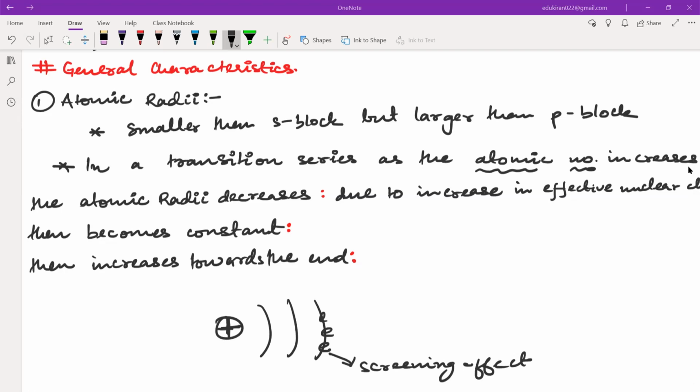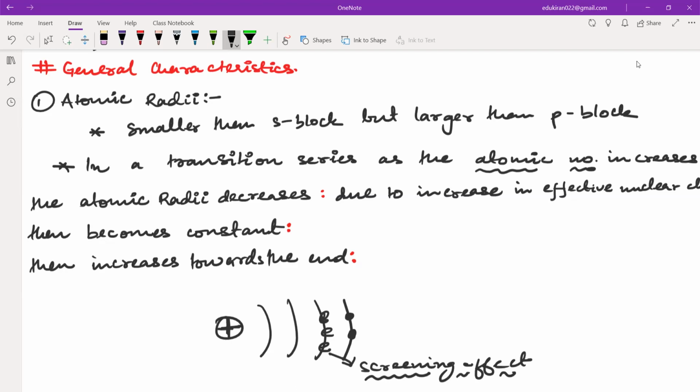Increase. Attraction will increase. Now, since I am also adding more and more electrons, the screening effect is shielding the pull of the nucleus. So when I add more electrons, the attraction will decrease, yes or no? Because of screening effect. Please remember, we are adding in the 3D subshell. The outermost subshell is the 4s, so these inner electrons act as shielding elements and they are shielding the 4s2 electrons. So then it becomes constant.